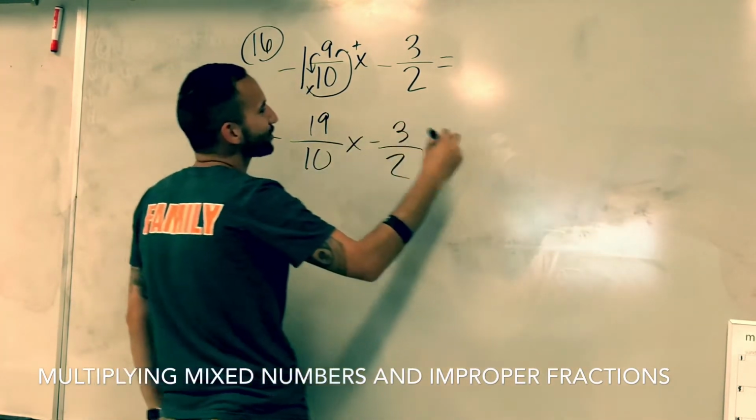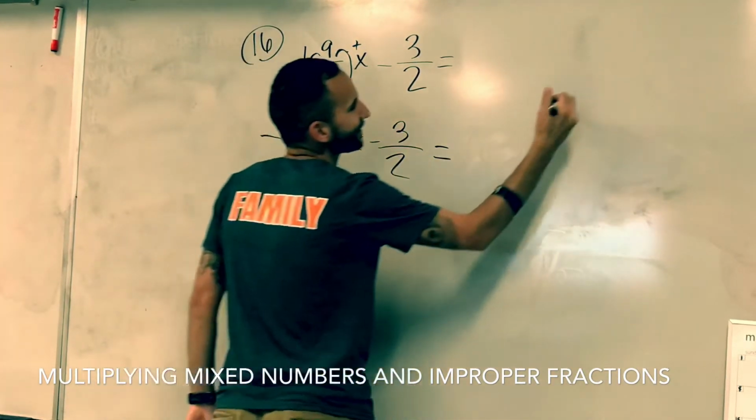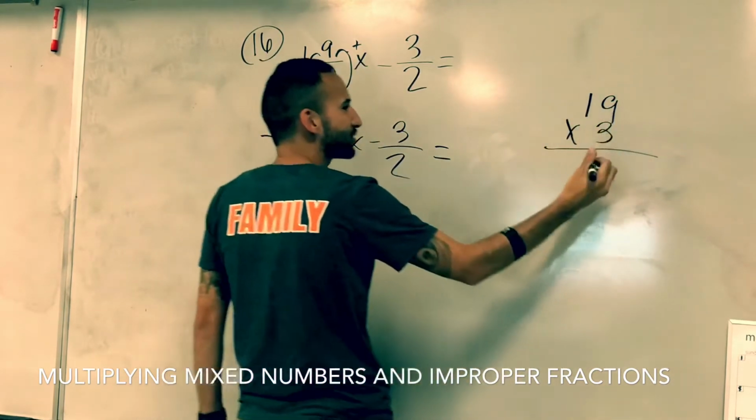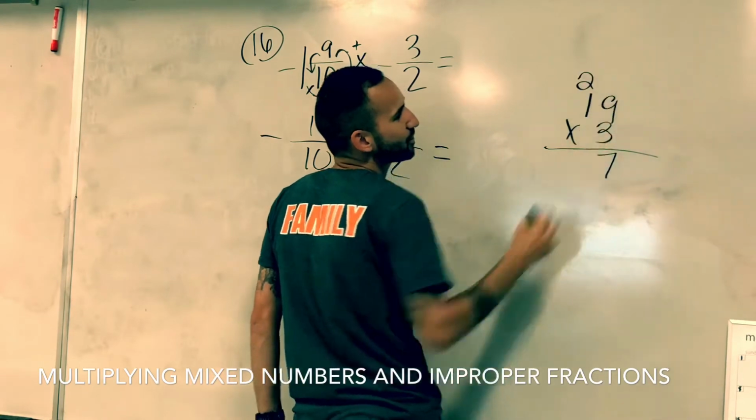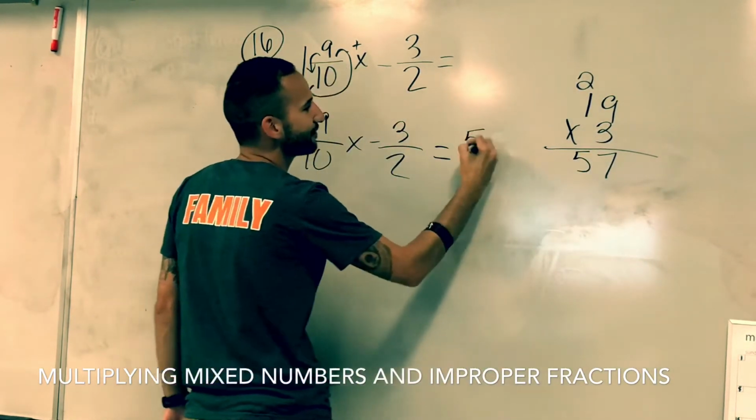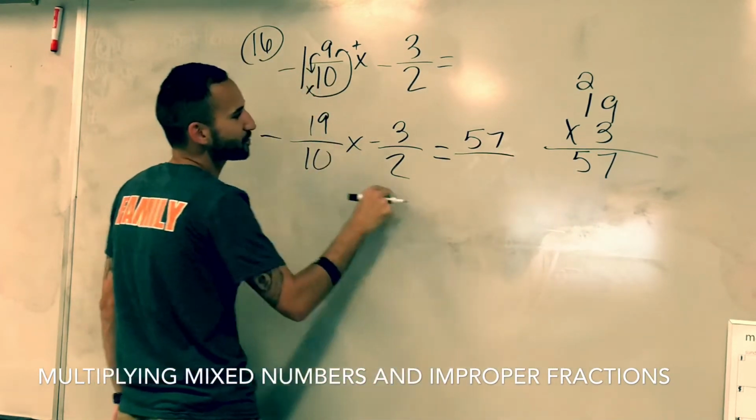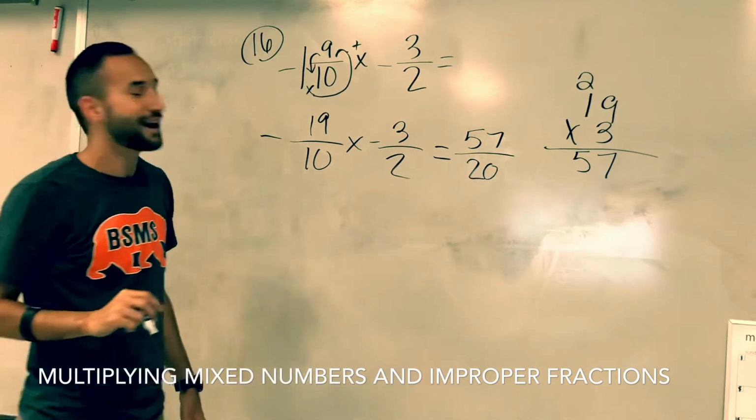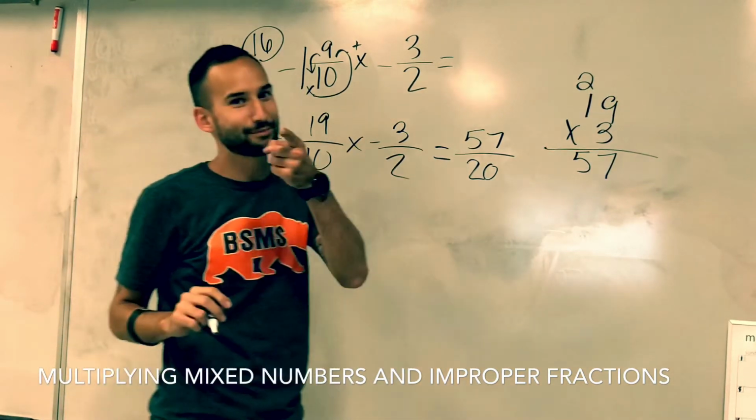So 19 times 3 gives you, I forgot what that is, let's work it out. So 3 times 9 is 27, put your 7, carry your 2. 3 times 1 is 3 plus 2 is 5. So I have 57 on the top. 10 times 2, that's 20. I cannot leave my answer as an improper fraction because Mr. Griffin's not an improper lady.